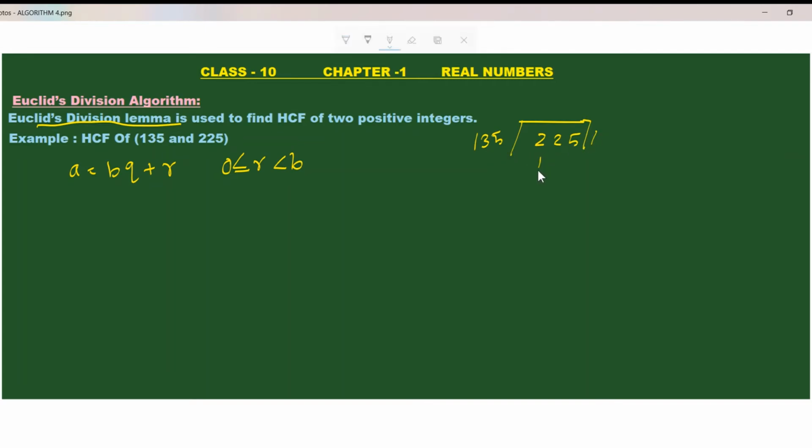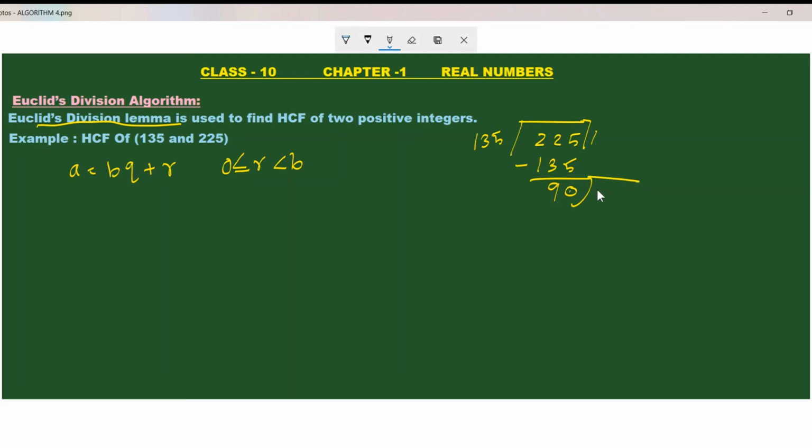The 135 goes under, and now we subtract: we get 90. So we haven't got remainder 0. If you are not getting remainder 0, what you need to do is divide the divisor by this remainder, because 135 is not dividing 225 perfectly. It has given a remainder, so we are going to divide this number by this remainder.